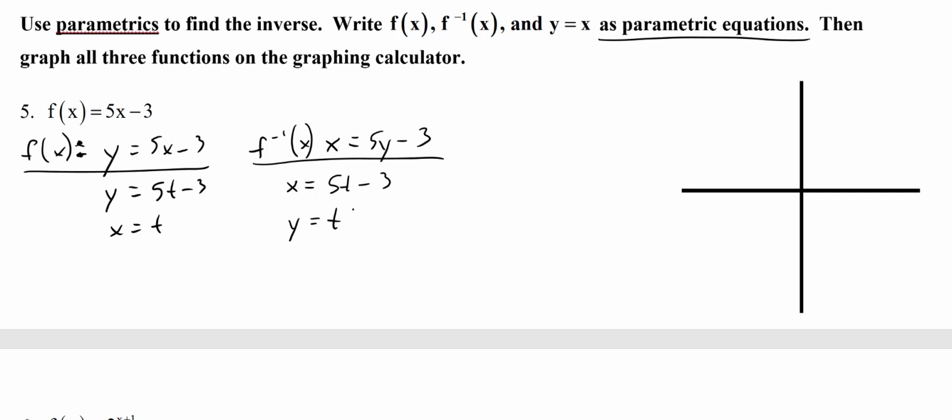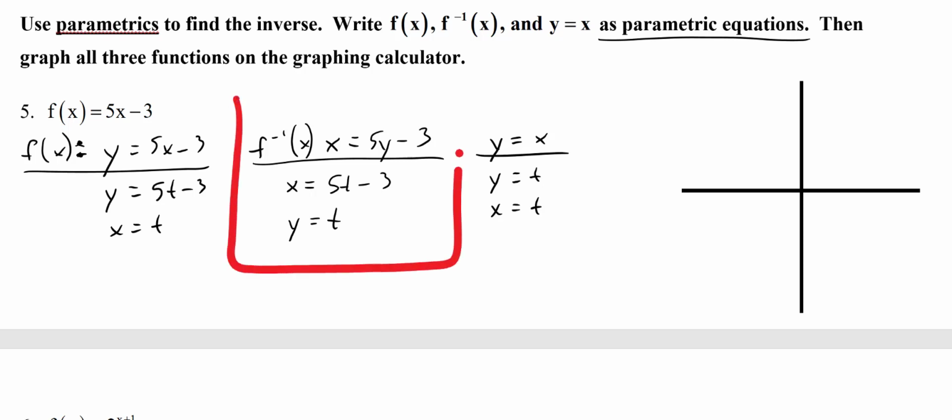Okay? And then we have y equals x. If I want to write that as a parametric, that's easy. It's y equals t and x equals t, because they both equal the same, so y equals x. Okay? So this, math fans, is super significant when you're using parametrics. That is the beauty of parametrics: if I want to find an inverse, I just need to swap the x and the y in the parametric equation. That's all I have to do. It's pretty easy. Okay, so let's go ahead and do this one.